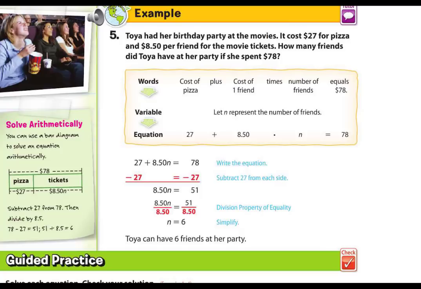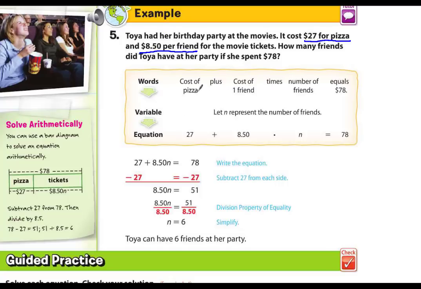Now, just to give you a little more information here, this cost doesn't change by the number of kids, right? The 27 is the same. If 10 kids show up or 2 kids show up, same $27. If Toya just decides not to invite anybody but her bestie, they get to split all that pizza themselves. If 9 other kids show up, then the 10 kids, Toya and her 9 friends, have to split the pizza. But the 27 doesn't change. The $8.50 does. The $8.50 is only charged for each friend that shows up.